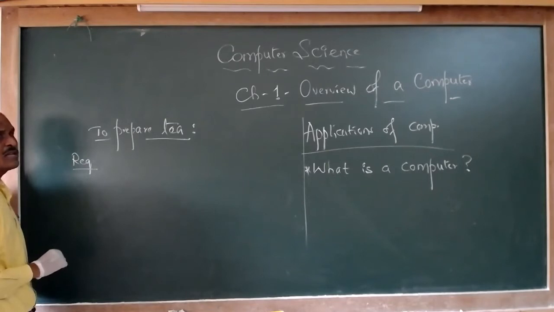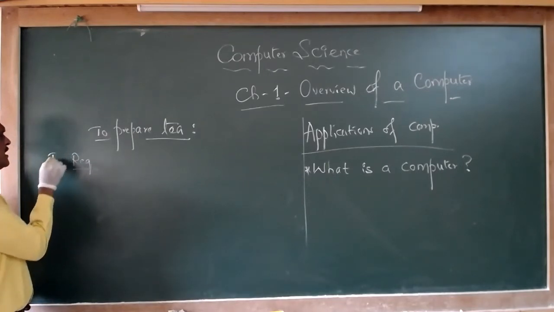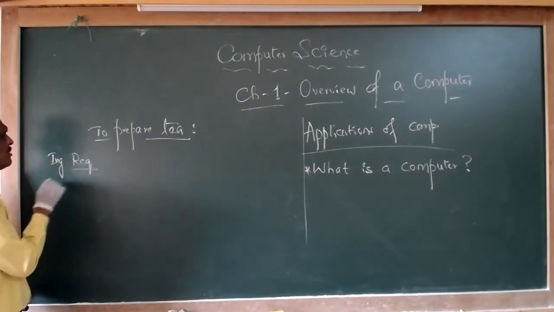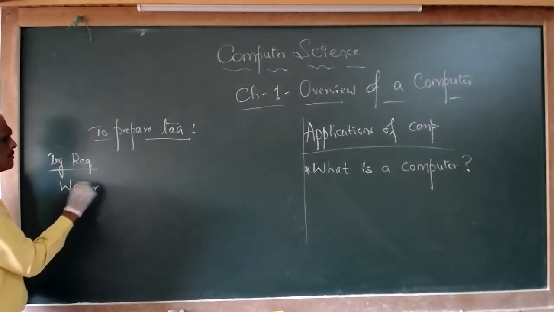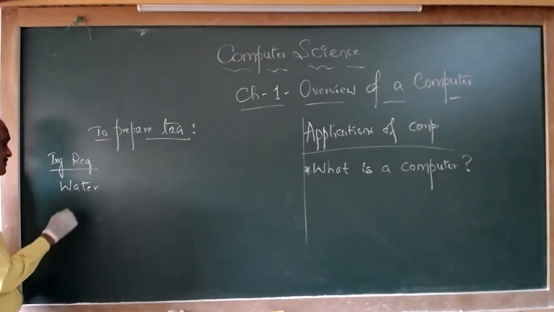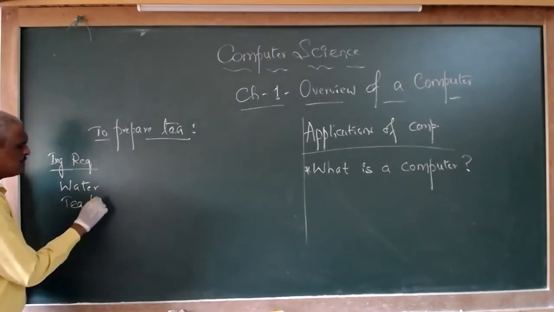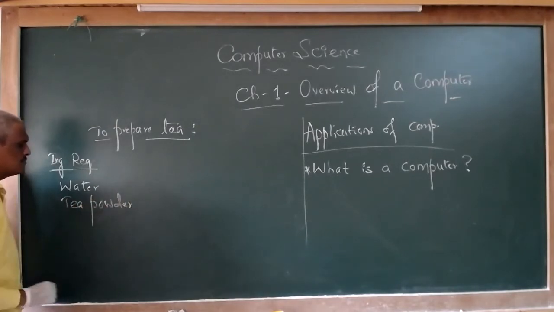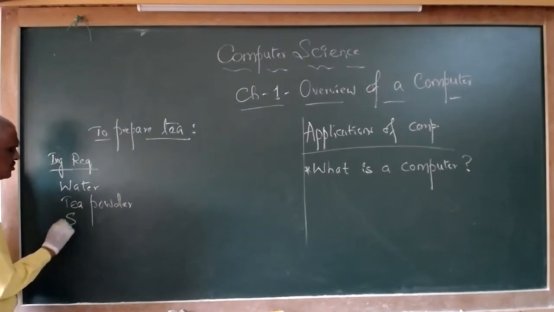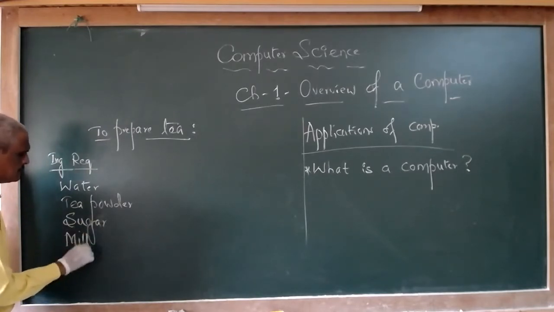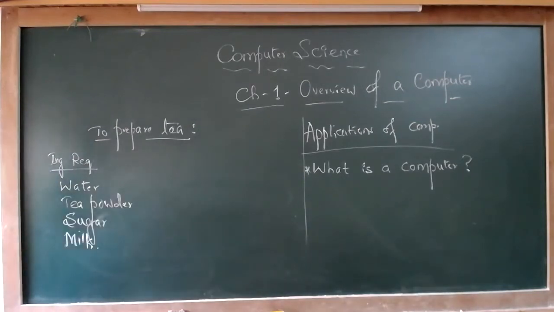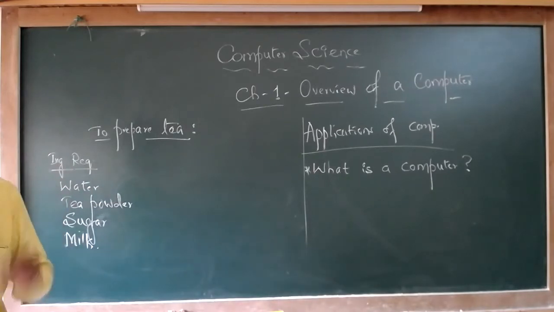Right? What are the ingredients required? The ingredients required to prepare it are first water, then tea powder, then sugar, then milk. These are the things required. ಇವೆಲ್ಲ ಬೇಕಾಗತ್ತೆ. ಇವೆಲ್ಲ ಇದ್ರೆ we can prepare tea.